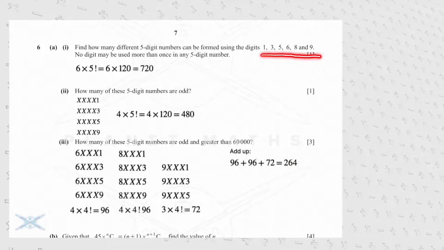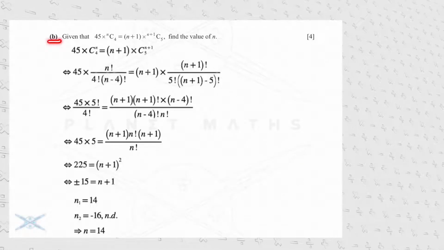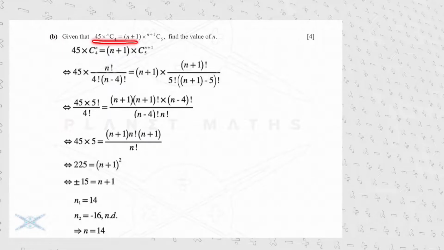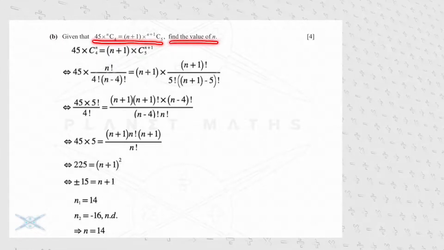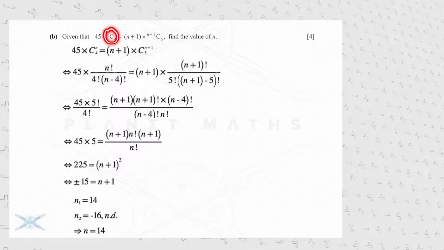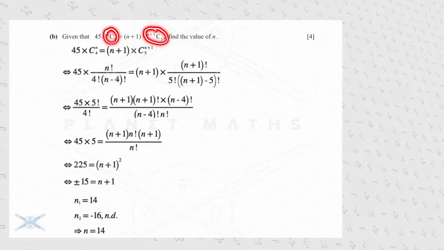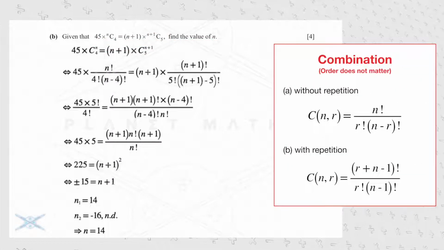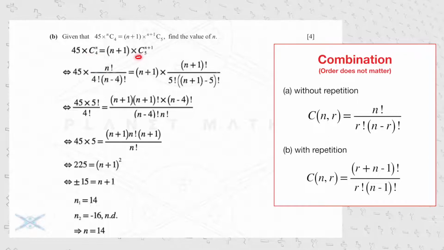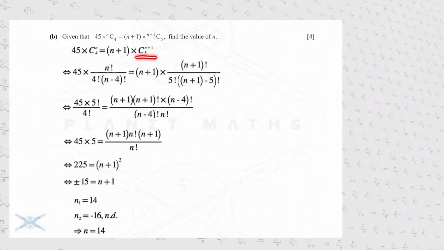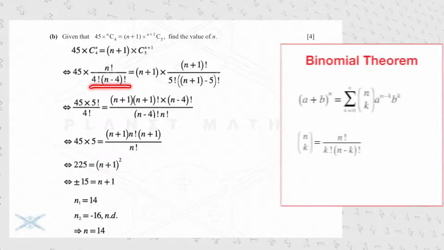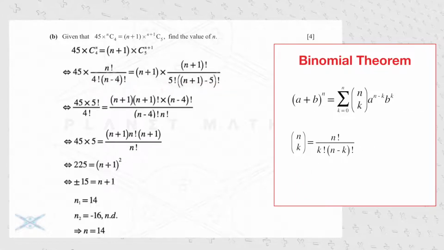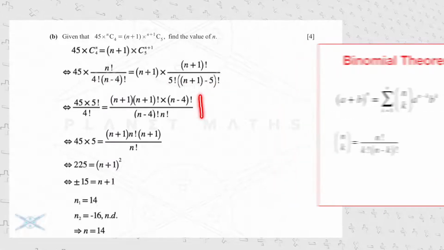In exercise 6b, we are dealing with the following equation, where we are supposed to find the value of n. Those elements here both represent combinations without repetition, formula provided. So in the first step, we are rewriting the aforementioned combinations, applying the binomial theorem. In step 2, we just simplify the above expression.